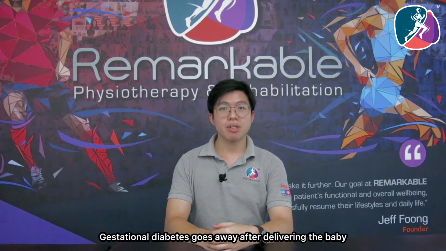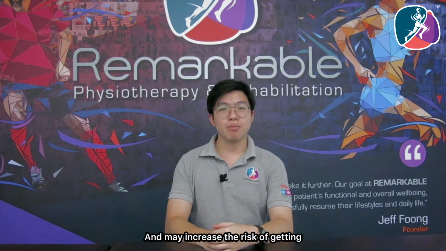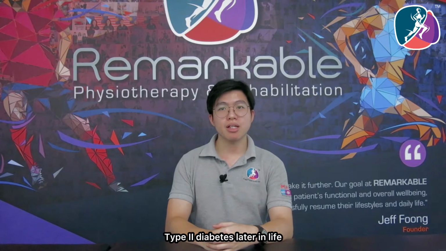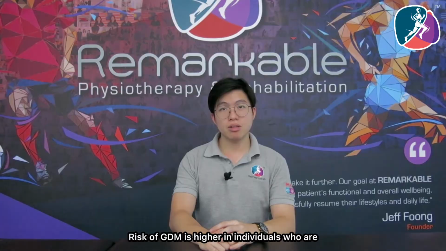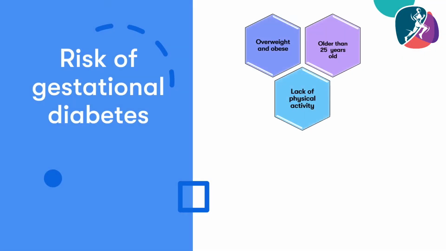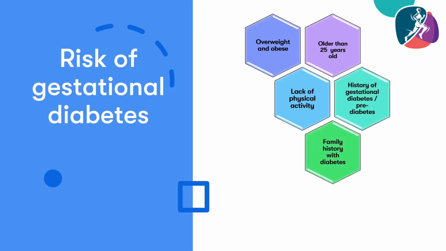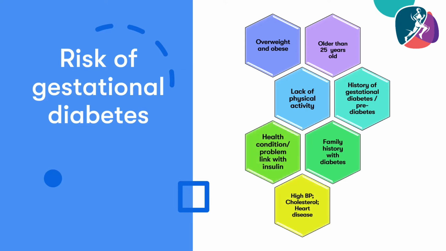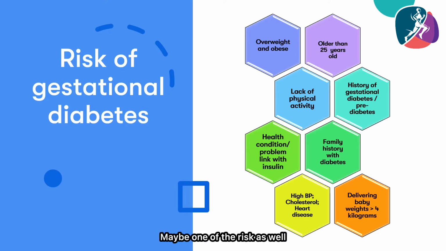Although gestational diabetes goes away after delivering the baby, it can affect the baby's health and may increase the risk of the mother getting type 2 diabetes later in life. The risk of GDM is higher in individuals who are older than 25 years old, overweight, or obese, lack physical activity, have a history of gestational diabetes or prediabetes, have a family history of diabetes, or have health conditions linked to problems with insulin, high blood pressure, cholesterol, and heart diseases. Previously delivering a baby that weighs more than 4 kilograms may be one of the risks as well.